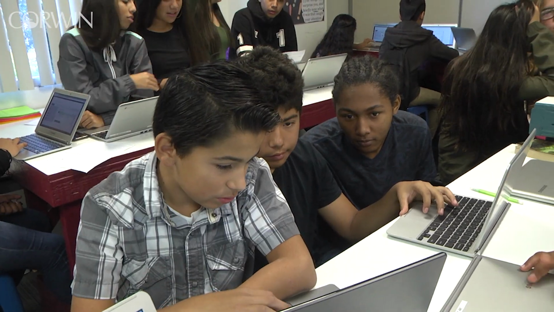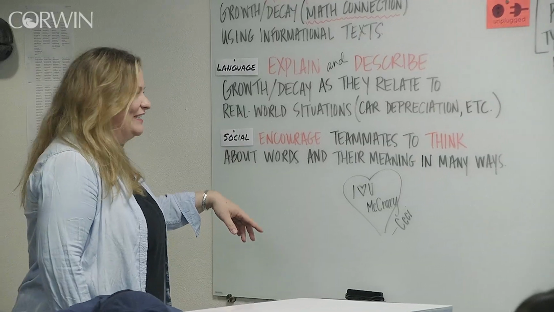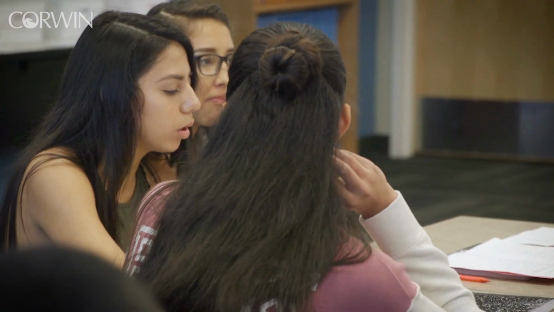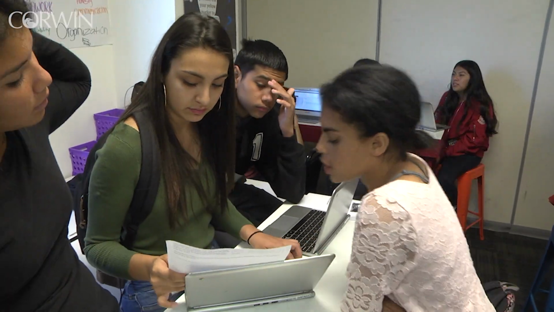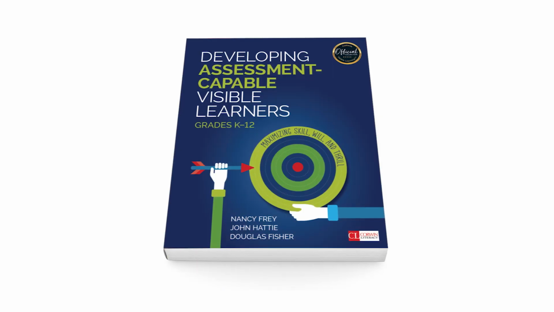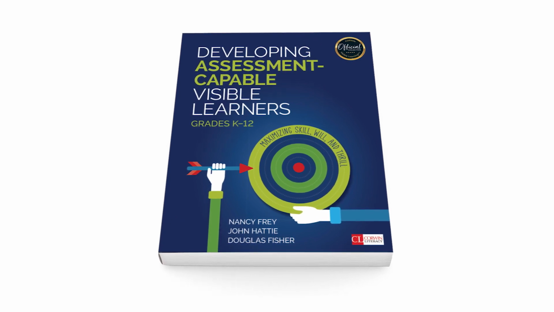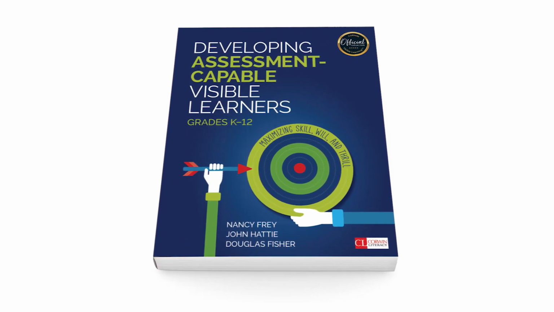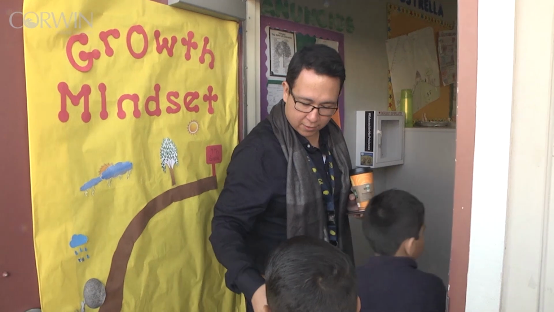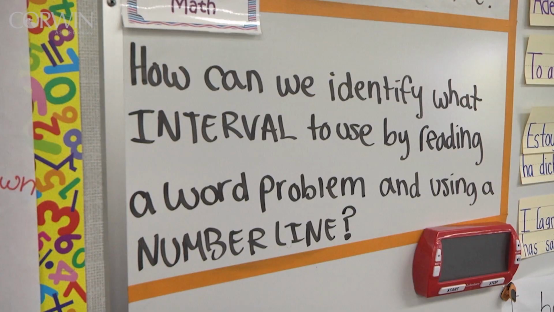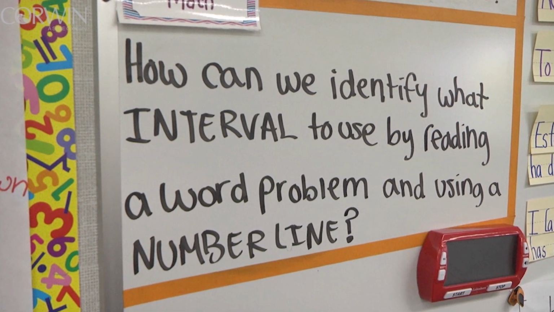We want them to recognize when they have learned something. And to do that, we have to set appropriate goals, let them work towards success, accept those challenges as they move forward in their own learning. We were inspired to develop these materials after we wrote Developing Assessment-Capable Visible Learners, which is the anchor book for this work. But we recognized that it would be useful to have materials that teachers can use in their classrooms in order to be able to build the habits and dispositions that we want to see in students.